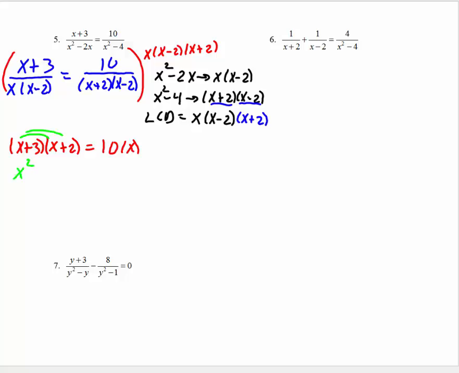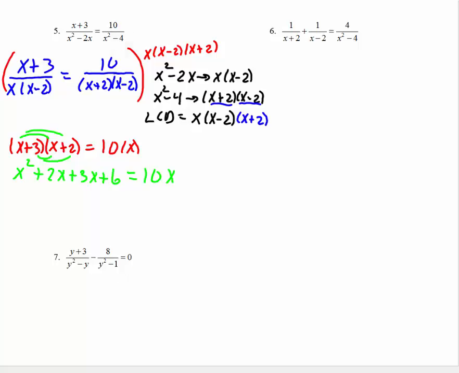So now we'll FOIL this out. x times x is x squared. Outer gives me a 2x. Inner gives me a 3x. And last gives me a 6. Equals, and on the other side we get 10x. So we have x squared plus 2x plus 3x plus 6 equals 10x.